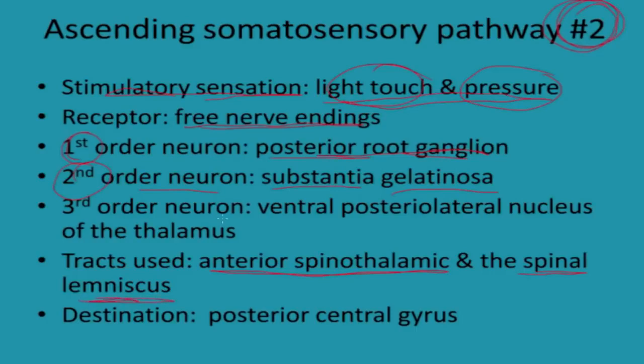And then once it reaches the pons and the midbrain, it synapses onto the third order neuron, the ventral posterior lateral nucleus of the thalamus. This tract is very similar to the previous one, but like we said, the stimuli are different. Once it gets to the thalamus, it continues on through the internal capsule and the corona radiata to the cerebral cortex. Its destination is the posterior central gyrus.